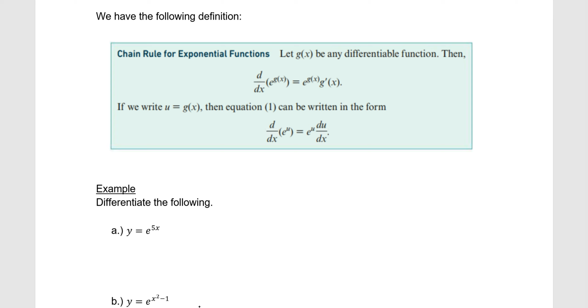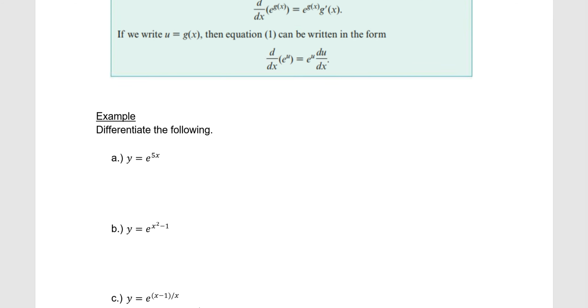And for some reason, if you want to, you can rewrite it like this. The derivative of e to the u equals e to the u times the derivative of u with respect to x. You don't have to think about it like this right now. Just think about it in terms of the first one. Okay, let's do a couple examples.